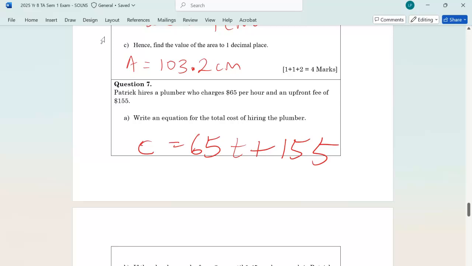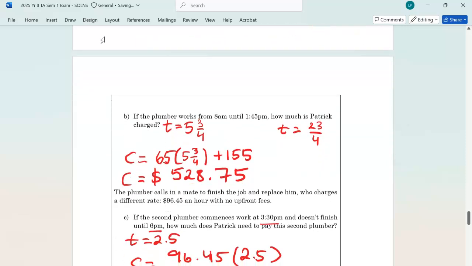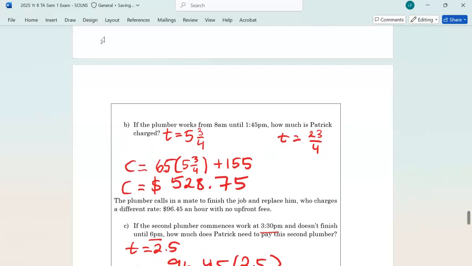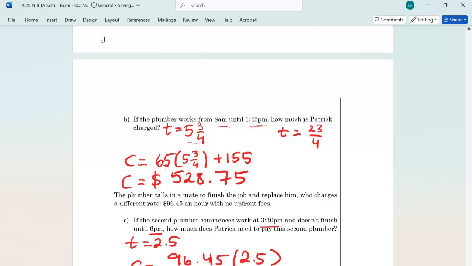Patrick hires a plumber who charges $65 per hour and an upfront fee. That's the constant, plus 155. That one person is right. So it's 65H plus 155. Now, if he starts work at 8 and works till 1:45, it's 5 3/4 hours. So it's 65 times 5 3/4 plus 155.